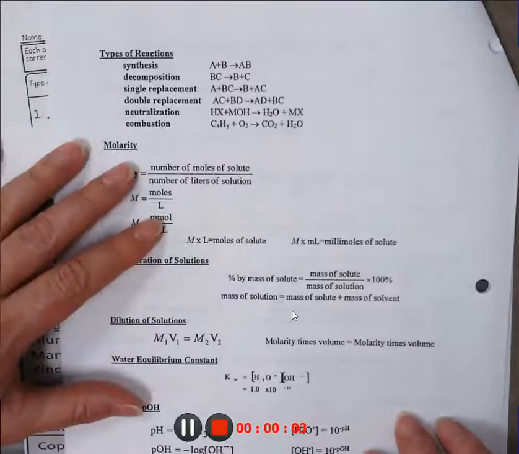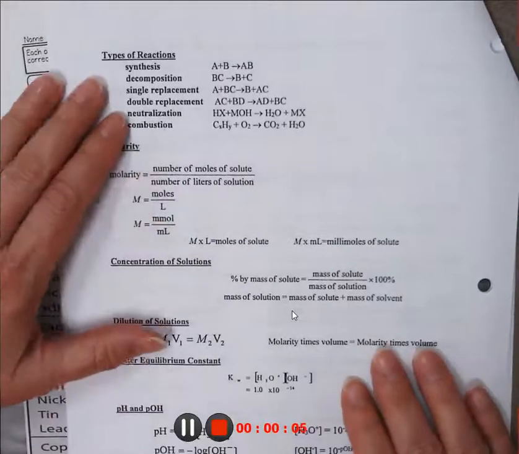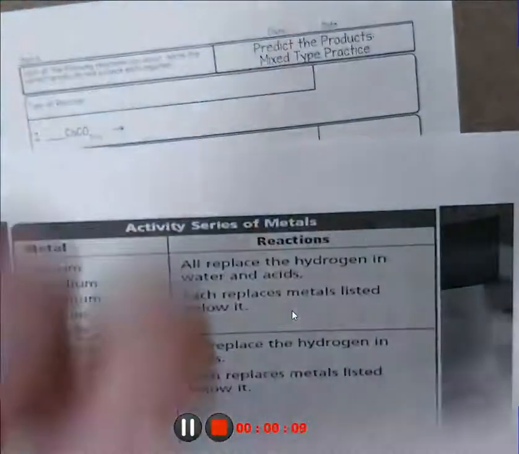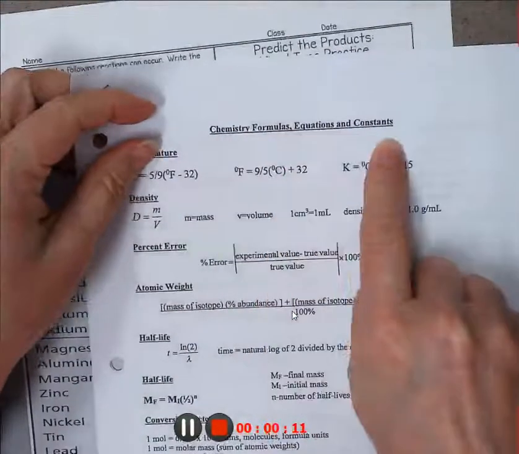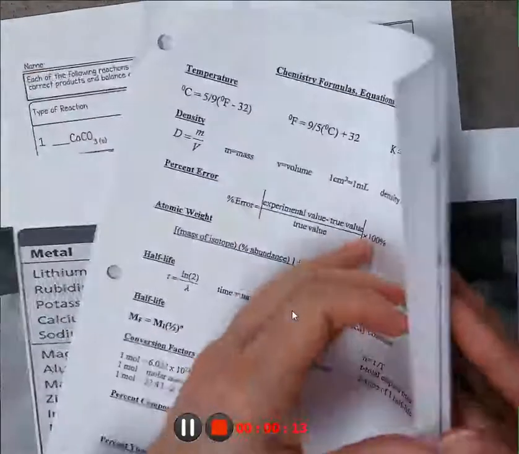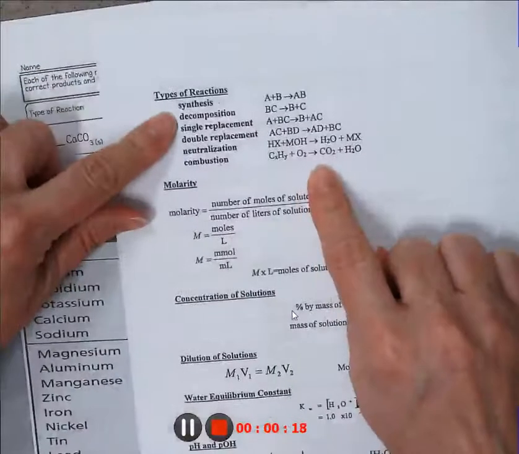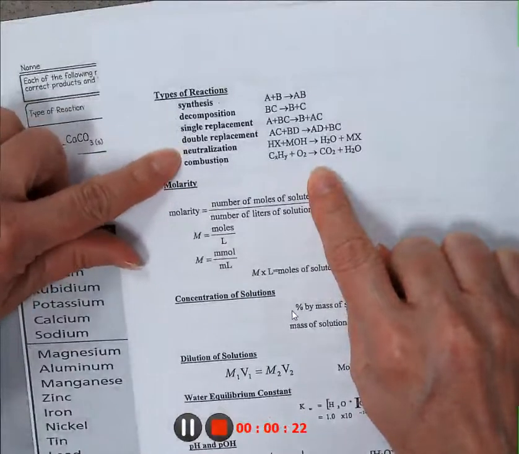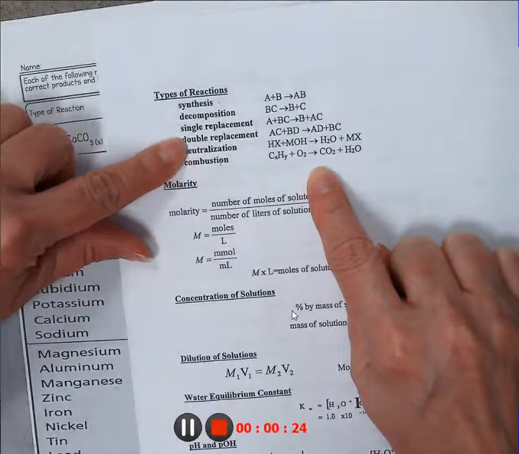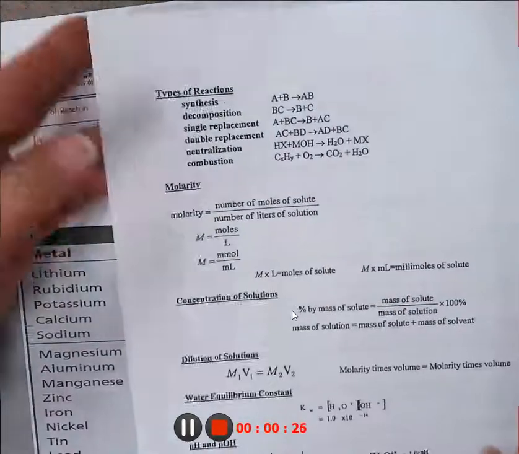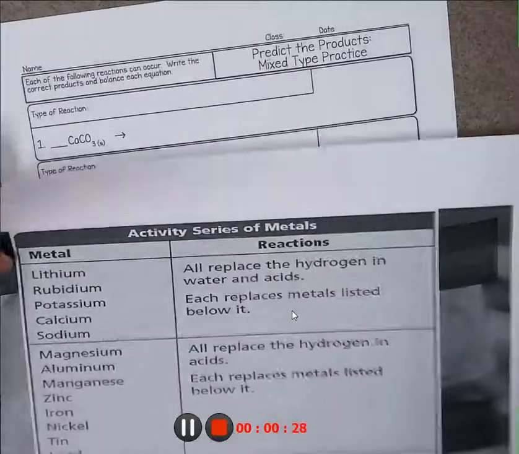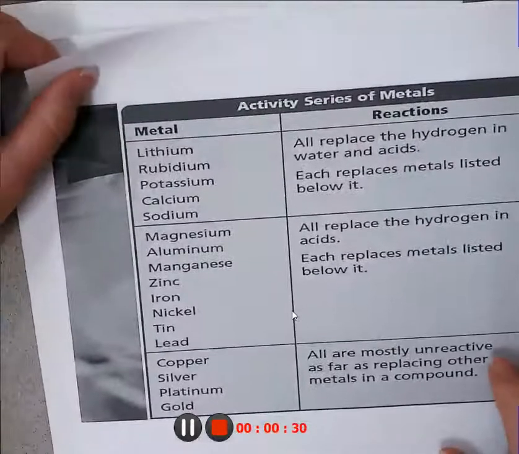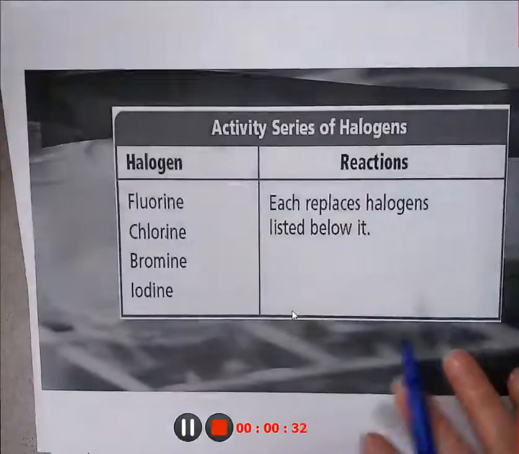Hey, we're going to continue to talk about types of reactions. If you'll recall, in my resource folder, I have chemistry formulas, equations, and constants. It's a handy little reference sheet. So you have synthesis, decomp, single, double, neutralization, combustion. These two are like neutralization, same thing as a double. Okay? And then don't forget, you'll also need to refer to your activity series of metals and halogens.